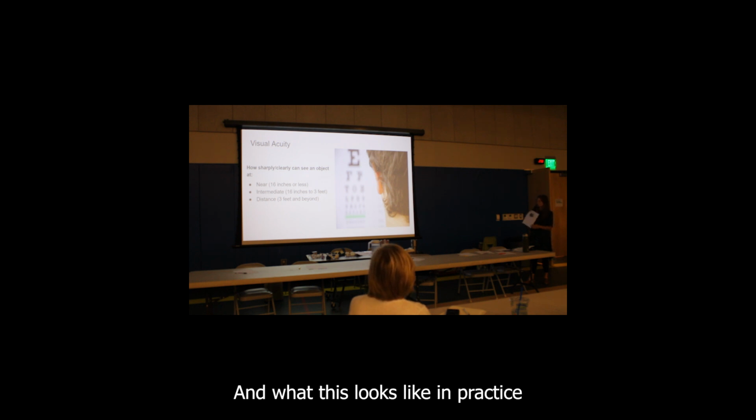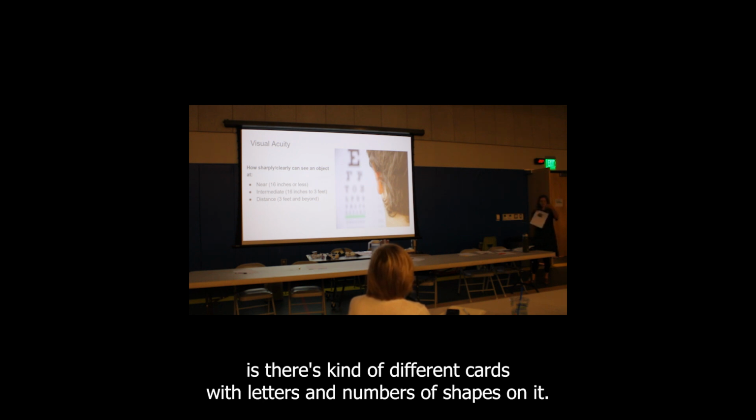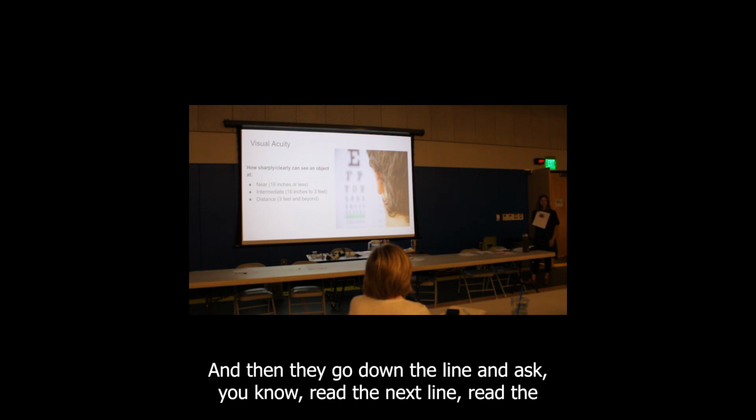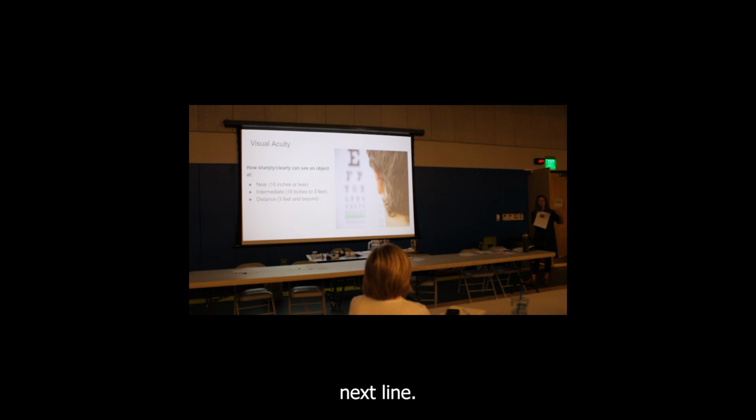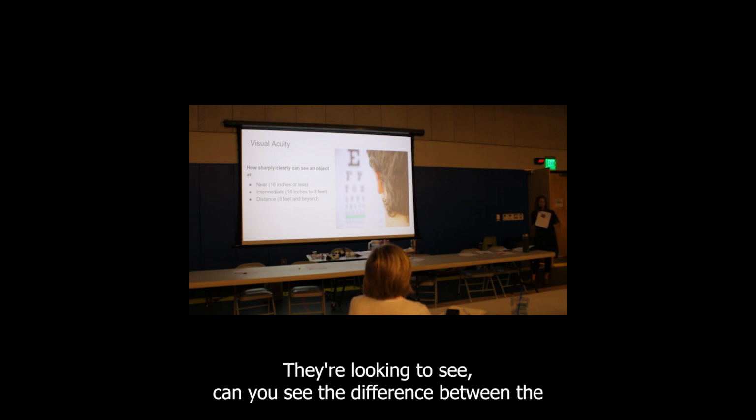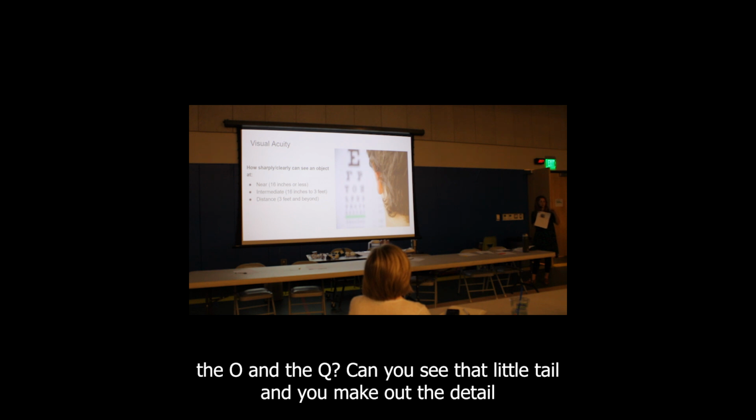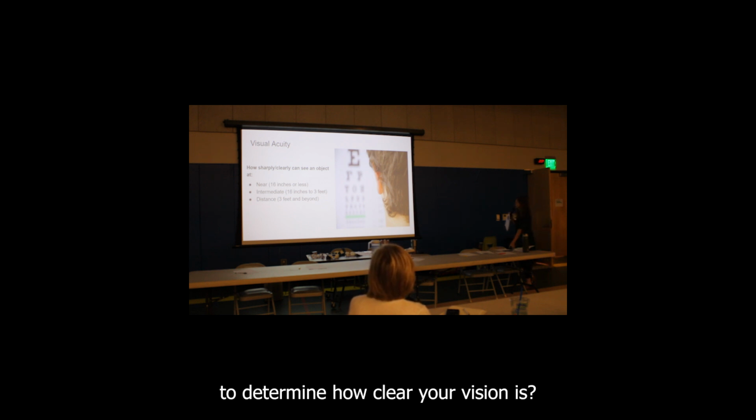What this looks like in practice is there are different cards with letters or numbers or shapes on them, and they go down the line and ask, read the next line, read the next line. They're looking to see, can you see the difference between the O and the Q? Can you see that little tail? Can you make out that detail to determine how clear your vision is?